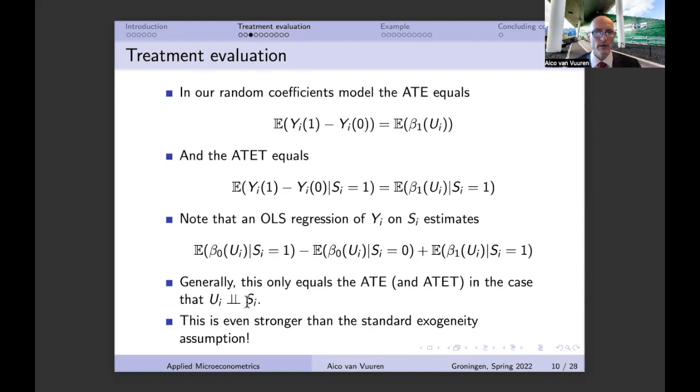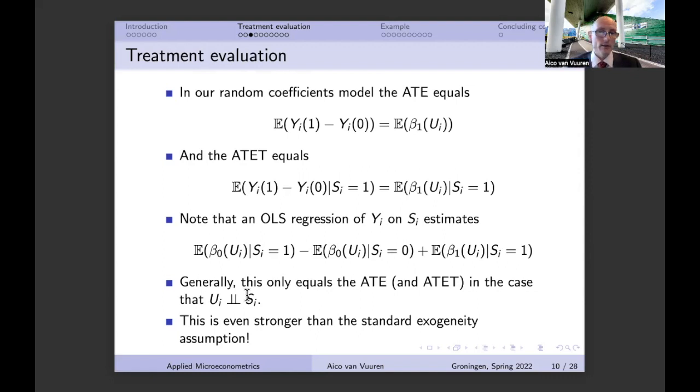And that means, of course, given that U_i says something about the returns to education, we can expect that whether people are treated or not, so whether S_i is equal to 1 or 0, depends quite a lot on U_i, the unobserved talents that individuals have that give them a high return to education. So the assumption that U_i and S_i are independent from each other is almost never going to be true in social sciences.